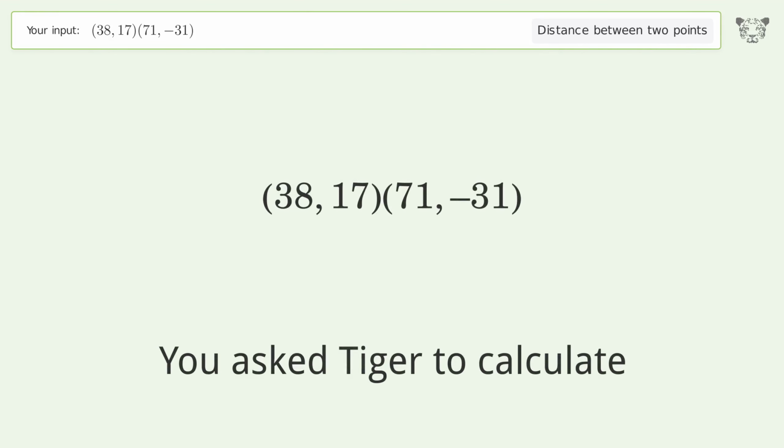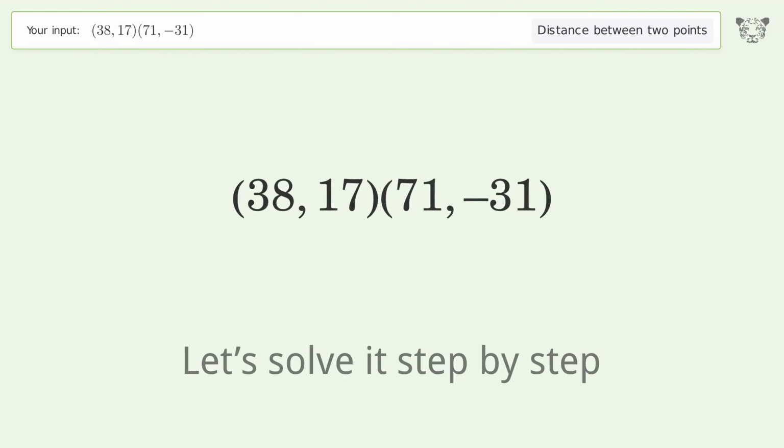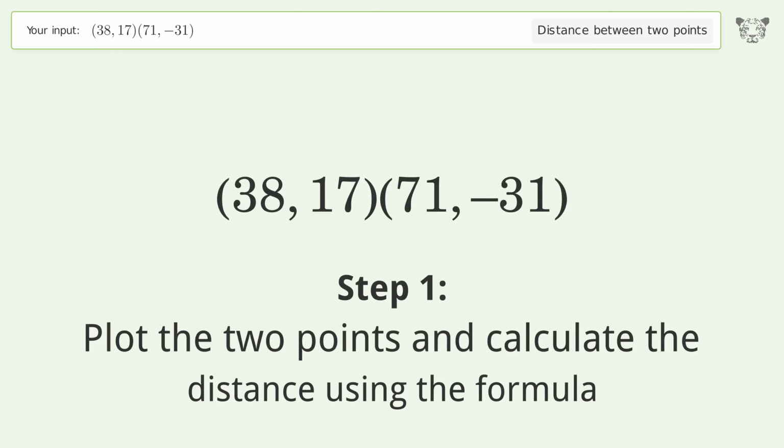You ask Tiger to calculate. This deals with the distance between 2 points. The distance between the 2 points is the square root of 3,393, or 58.249. Let's solve it step by step. Plot the 2 points and calculate the distance using the formula.